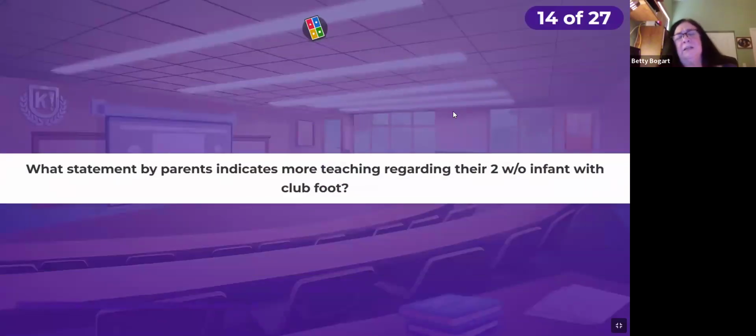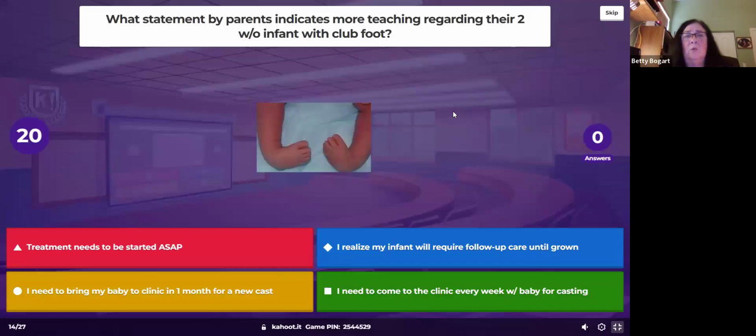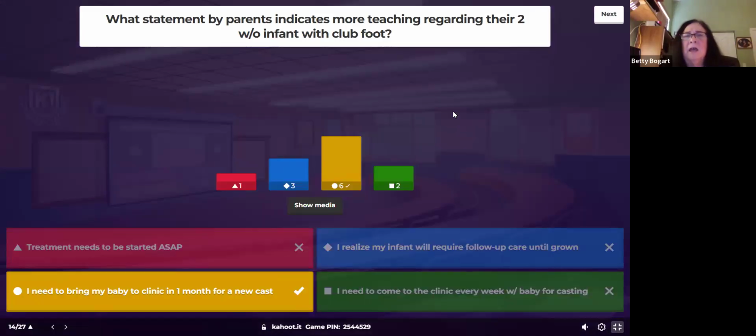What statement by parents indicates more teaching is needed regarding their 2-year-old infant with club foot? What is wrong here? They need more teaching. They know all of it except... It's another pair of club feet. You can see they're all different. Again, children with club feet need to come in every week for replacement of their cast.